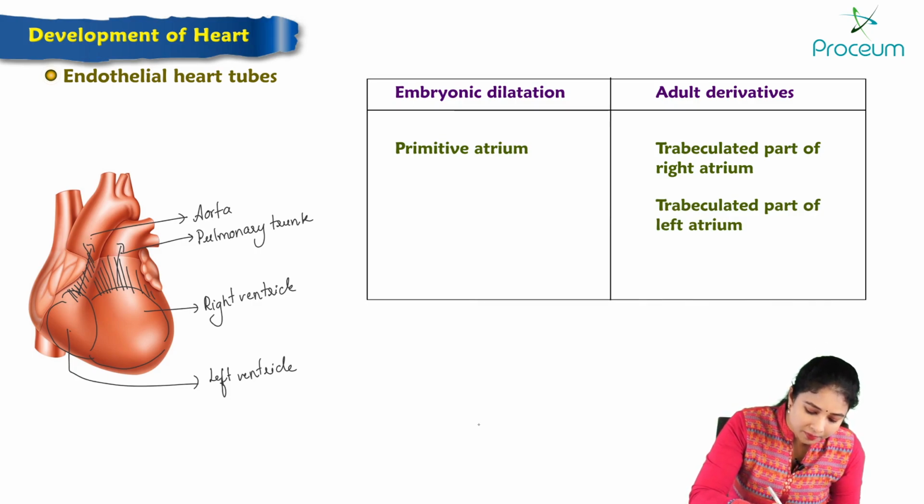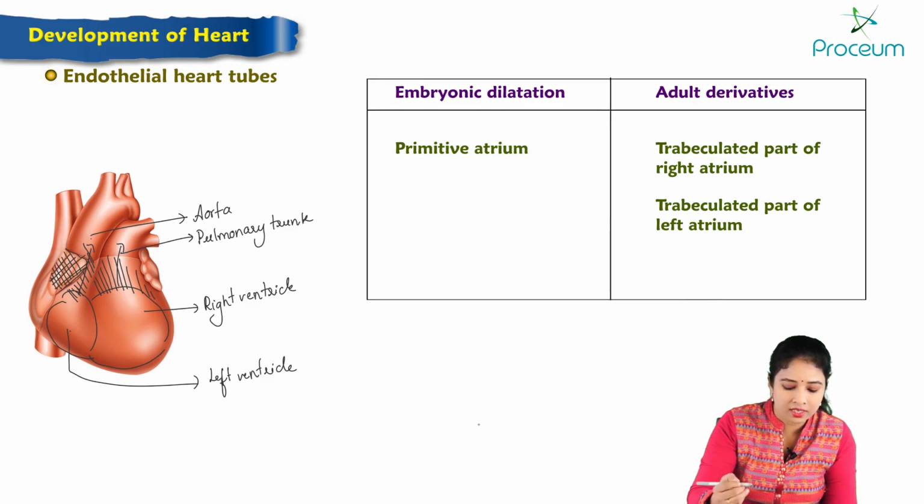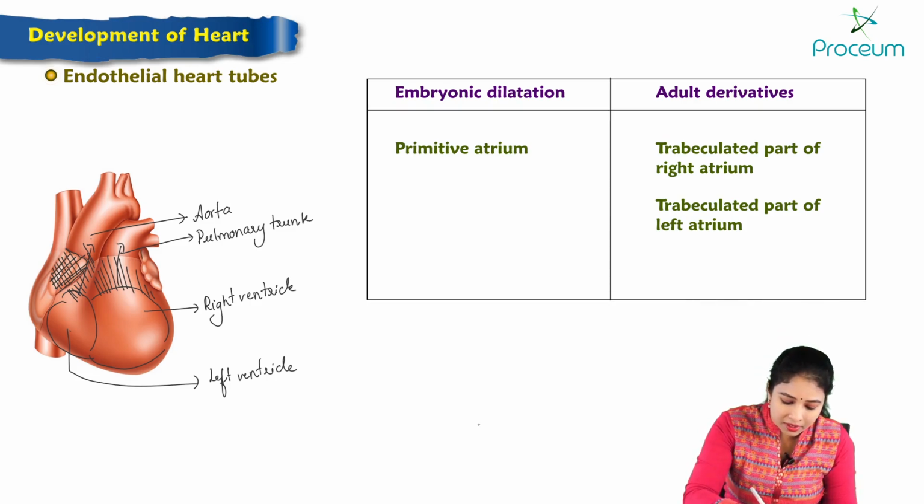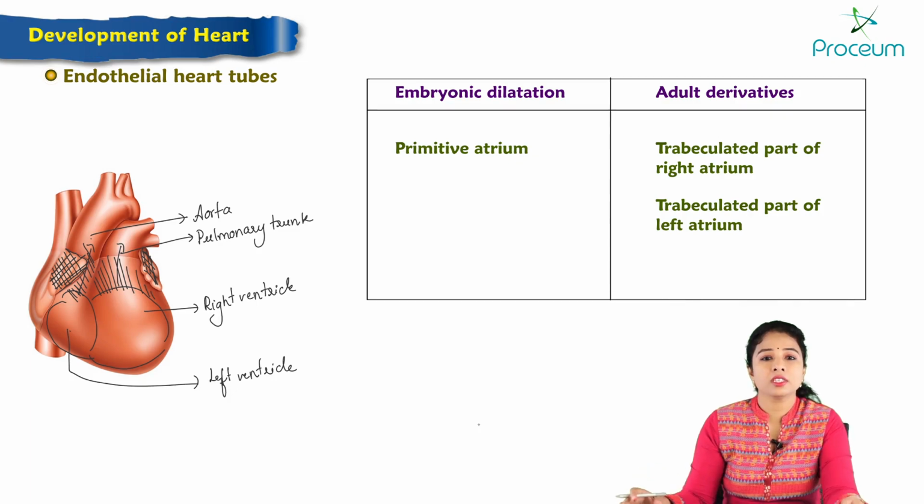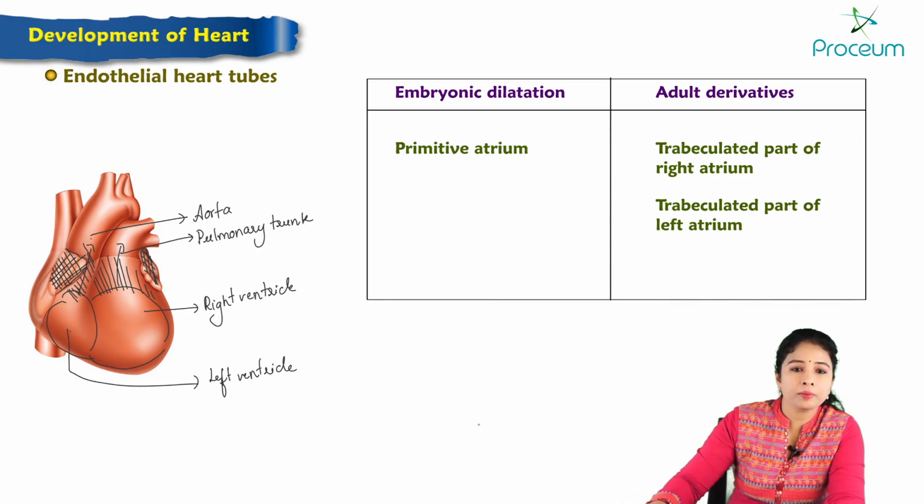So if you see the auricle of the right atrium, this part contains a trabecular meshwork inside. Similarly, in the left atrium there is a meshwork inside, which is derived from the primitive atrium.